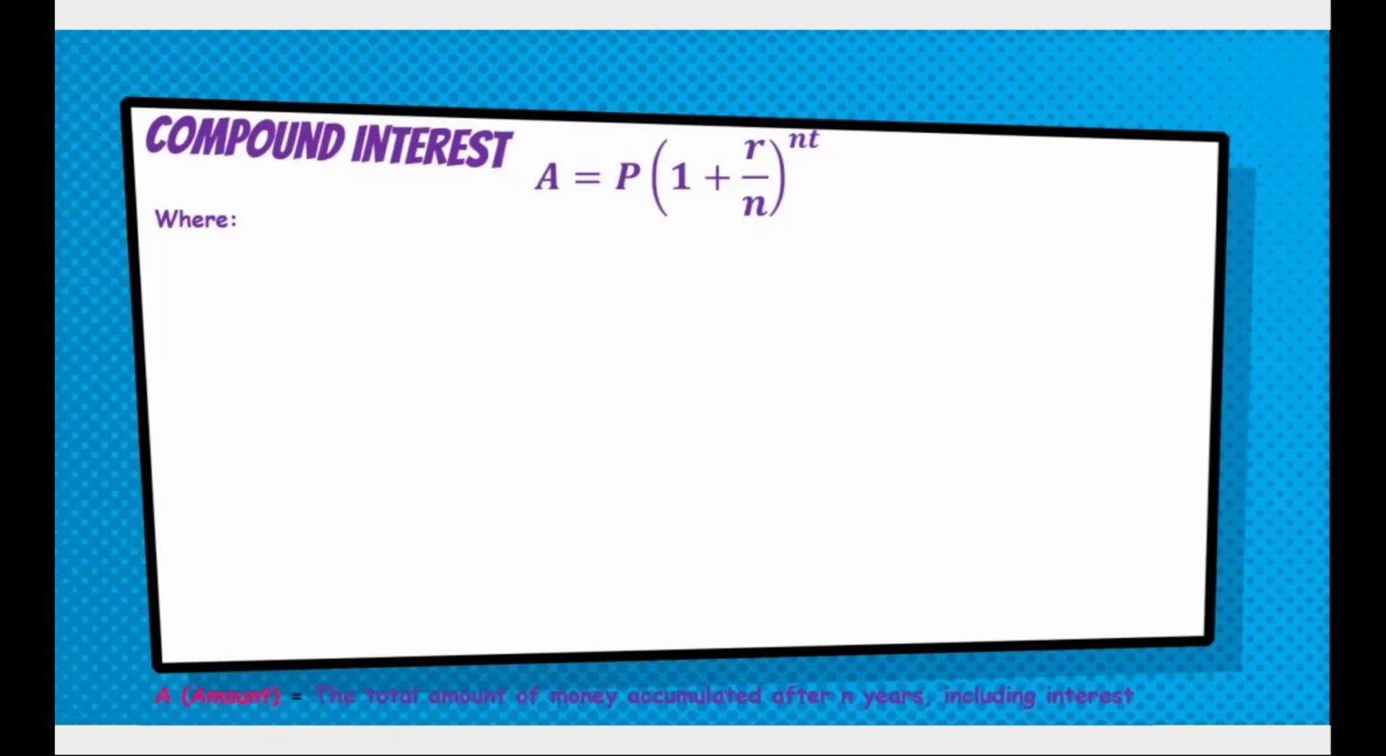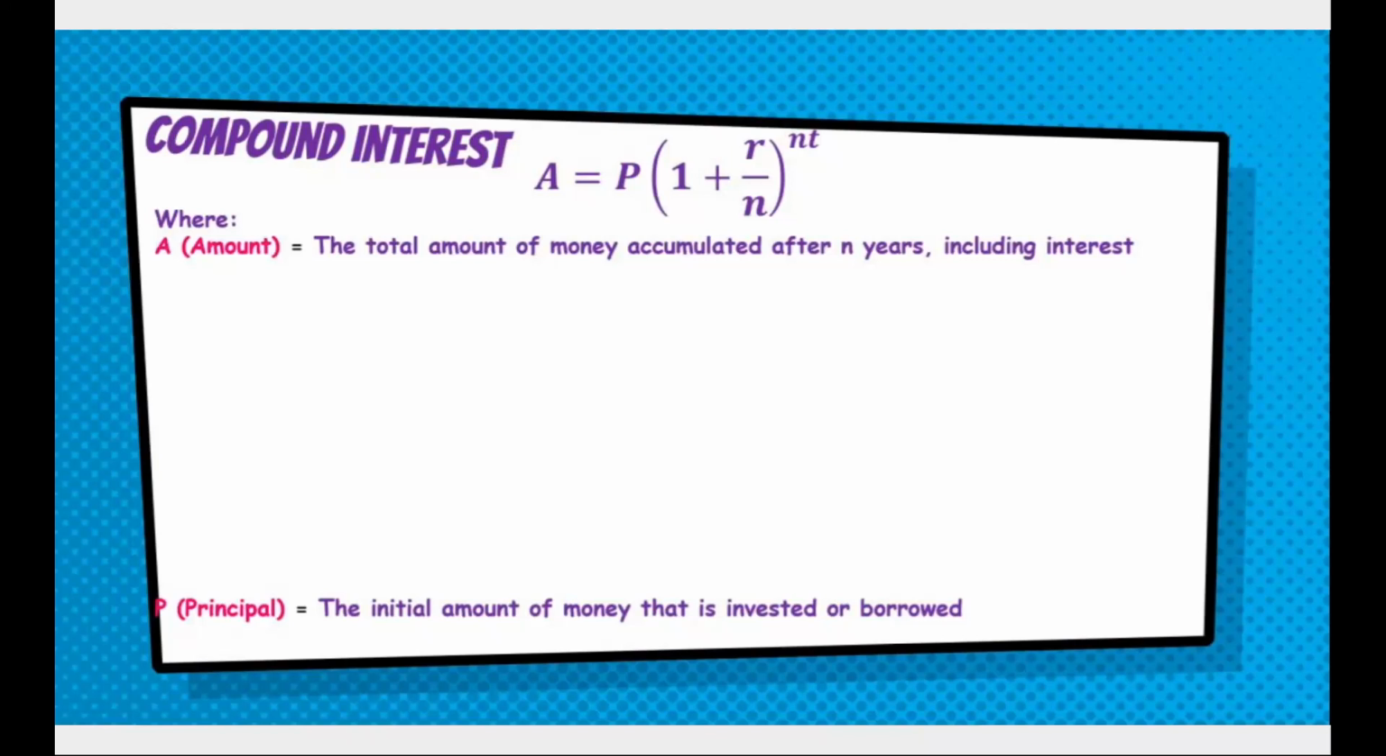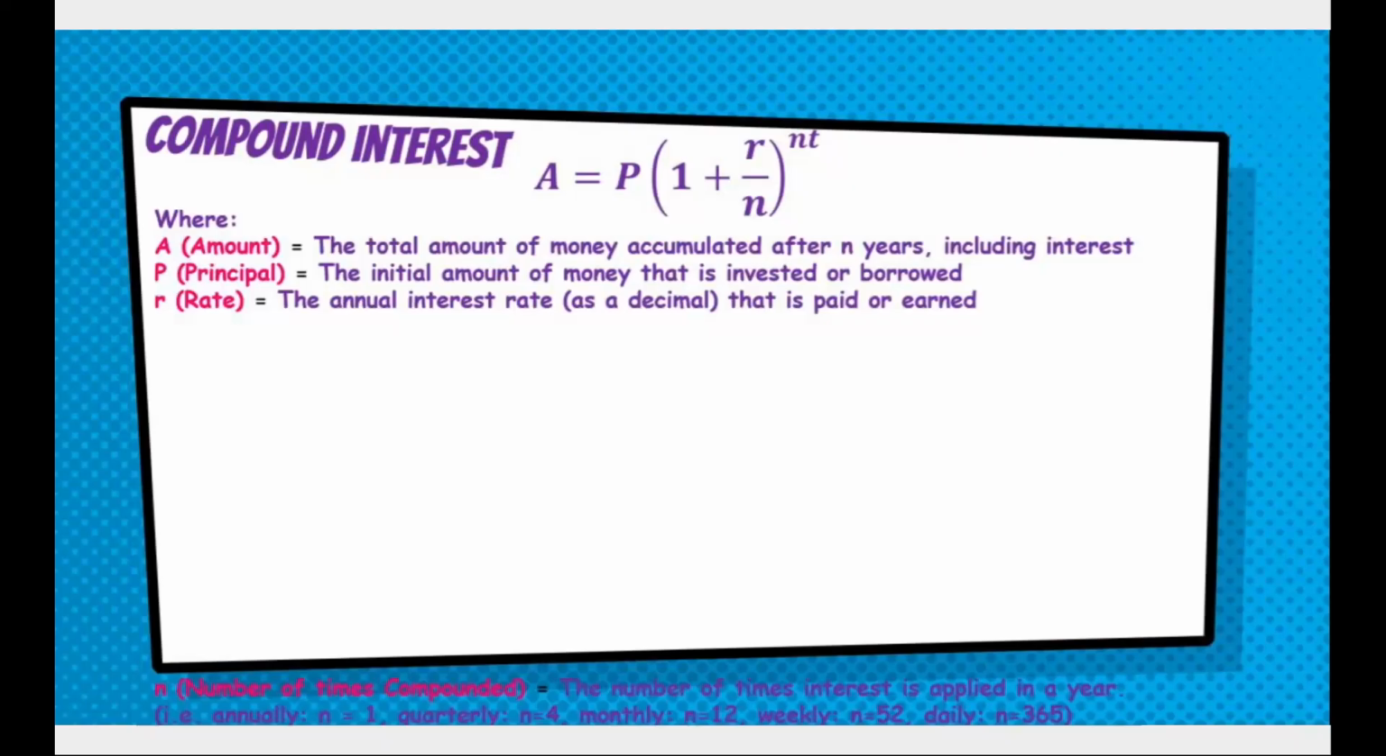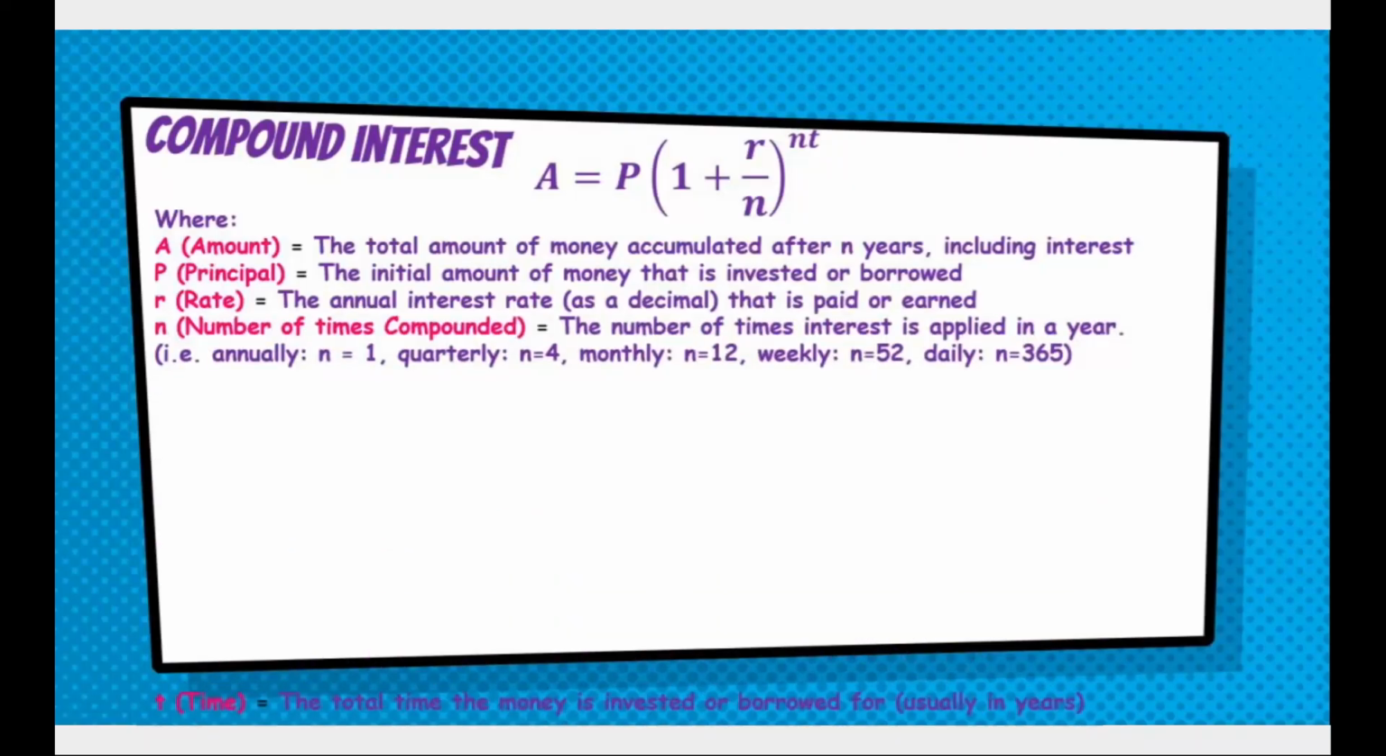You guys have heard of the compound interest formula. It looks like this, where A is the amount of money accumulated after so many years, including interest, like your total amount. P is our initial amount, just like in the simple interest. Our R is our annual rate as a decimal, just like in the simple interest we saw. We see this new letter N that shows up.